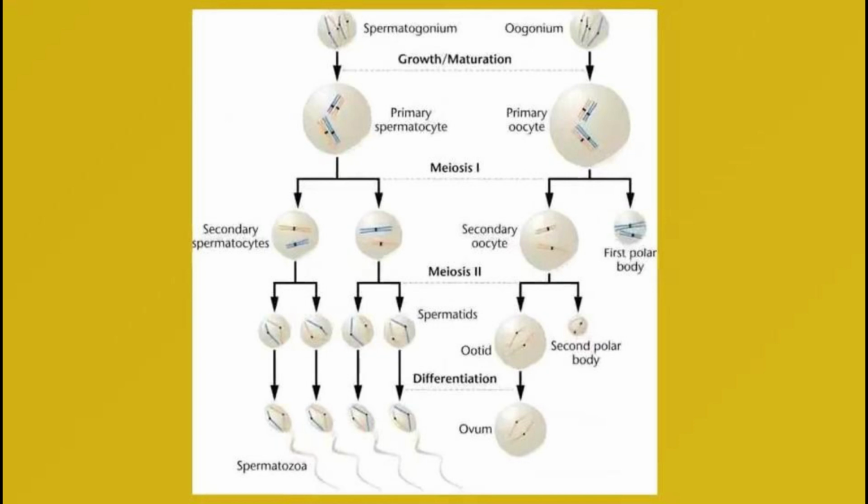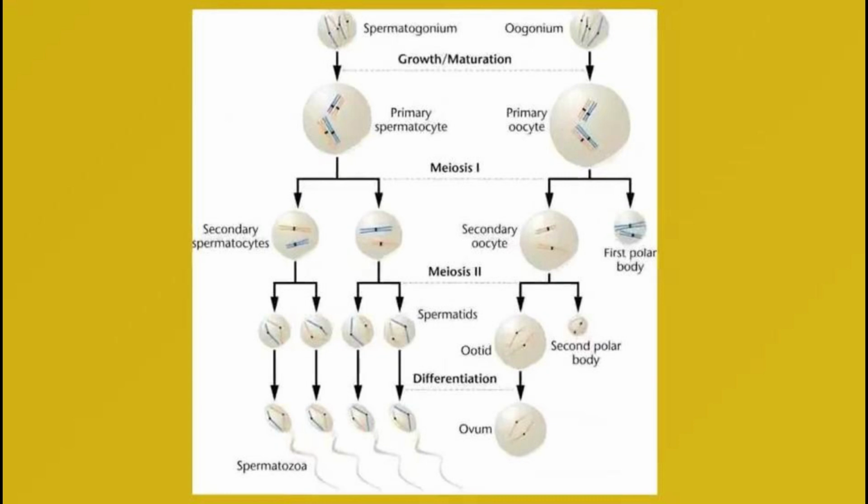So I just want to go quickly over the process again. So we have primordial germ cells. They divide several times with mitosis to form oogonium or oogonia. And that is the beginning of the process of how oogenesis starts. We then get growth and maturation of the oogonium into a primary oocyte, and then 2 rounds of meiosis. First round of meiosis, we get a secondary oocyte and a first polar body. Second round of meiosis, we get an ootid and a second polar body. And then finally, 1 round of differentiation, which forms the fully formed ovum or egg.